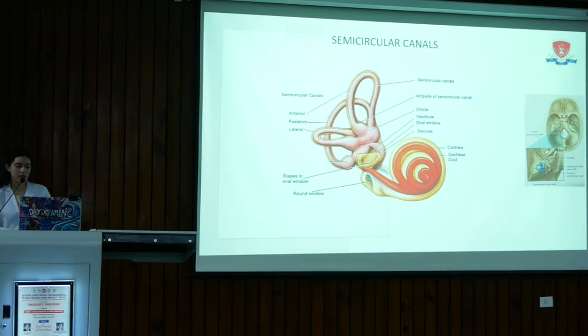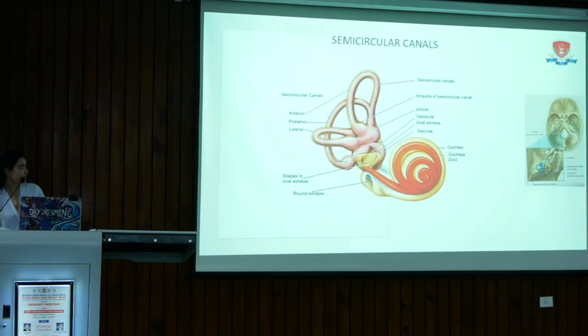Coming to the semicircular canals, the bony labyrinth consists of 3 semicircular canals: the anterior or the superior semicircular canal, the posterior semicircular canal, and the lateral semicircular canal. All these semicircular canals lie at right angles to each other, and one end of each semicircular canal is dilated to form the ampulla. The anterior semicircular canal lies in the vertical plane at a right angle to the long axis of the petrous temporal.